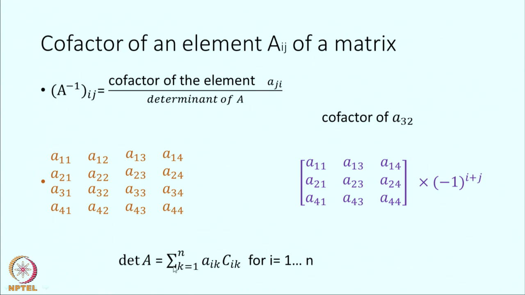What is this definition? Sum, k going from 1 to n, a_ik times c_ik. So, I take the ith row, for example. If I take the ith row, so let us say i is equal to 3, that will be A31 into C31, A32 into C32, A33 into C33 and A34 into C34.